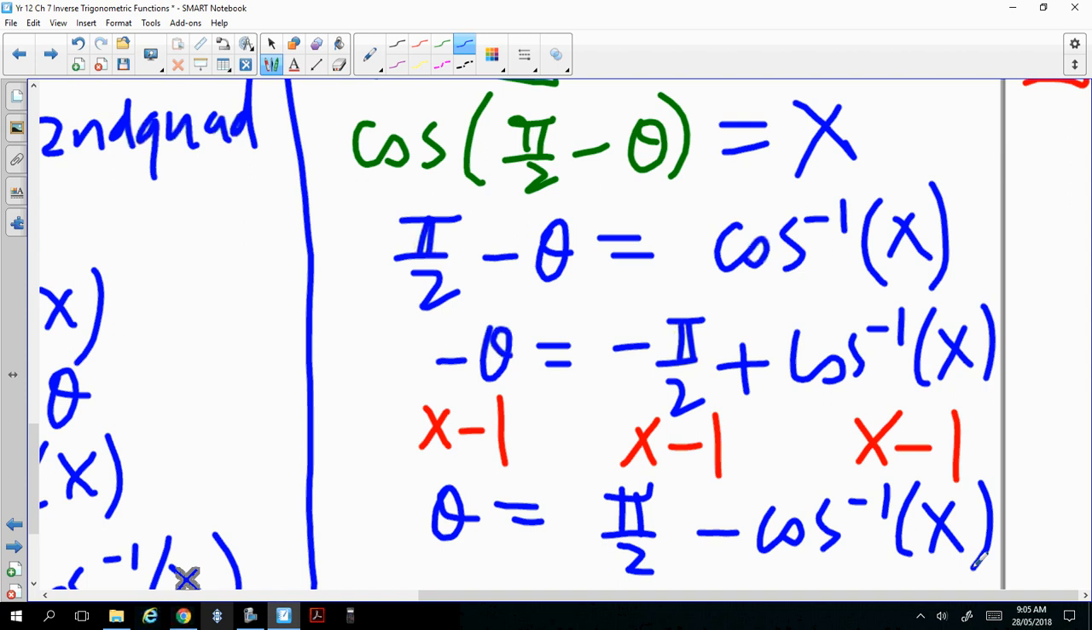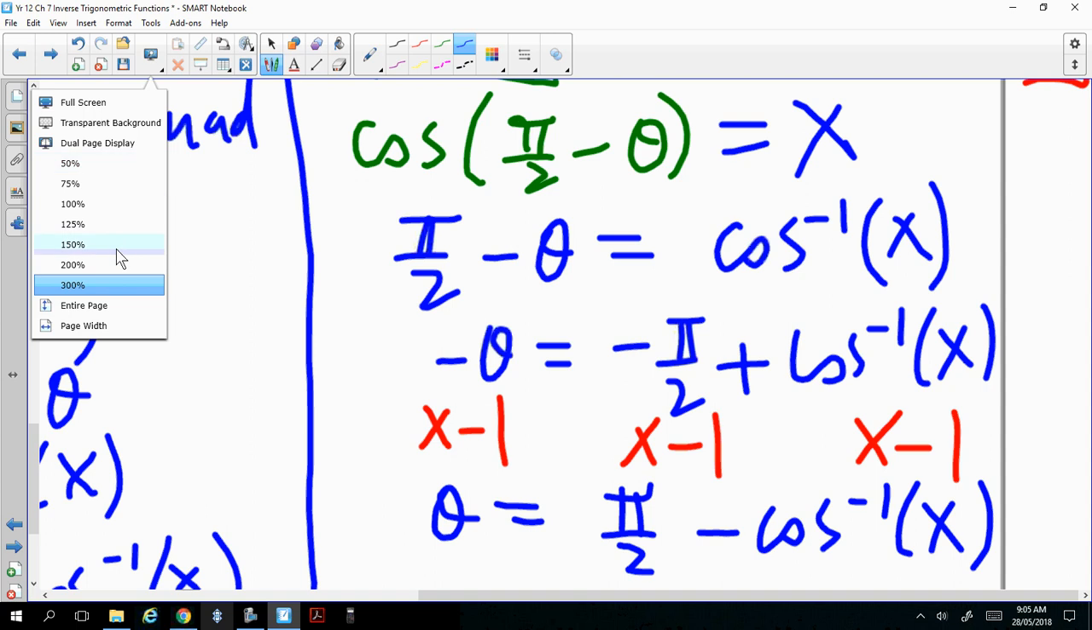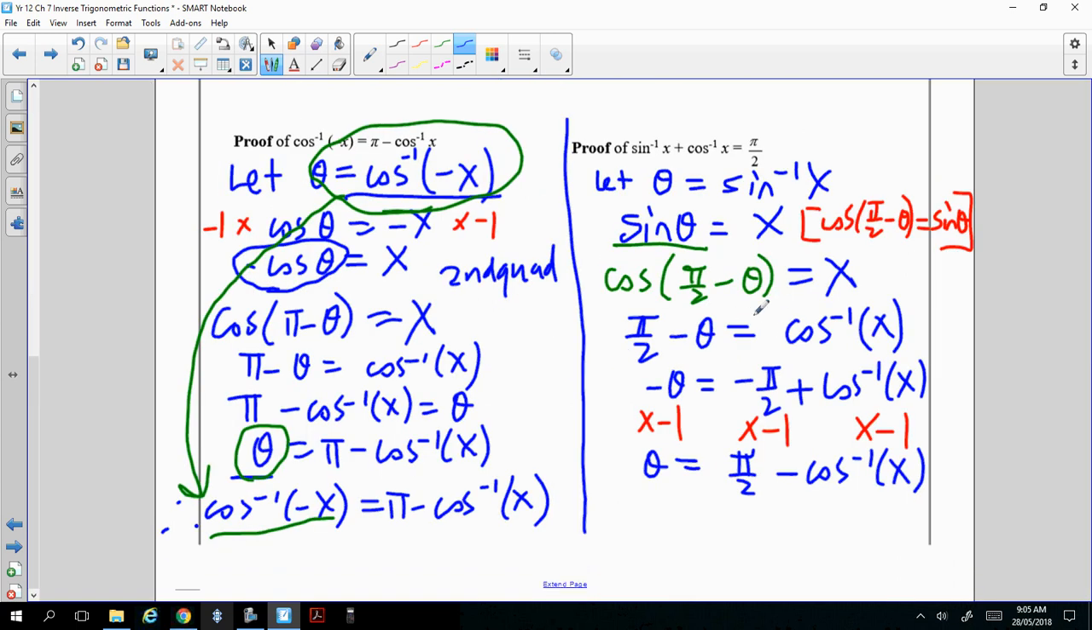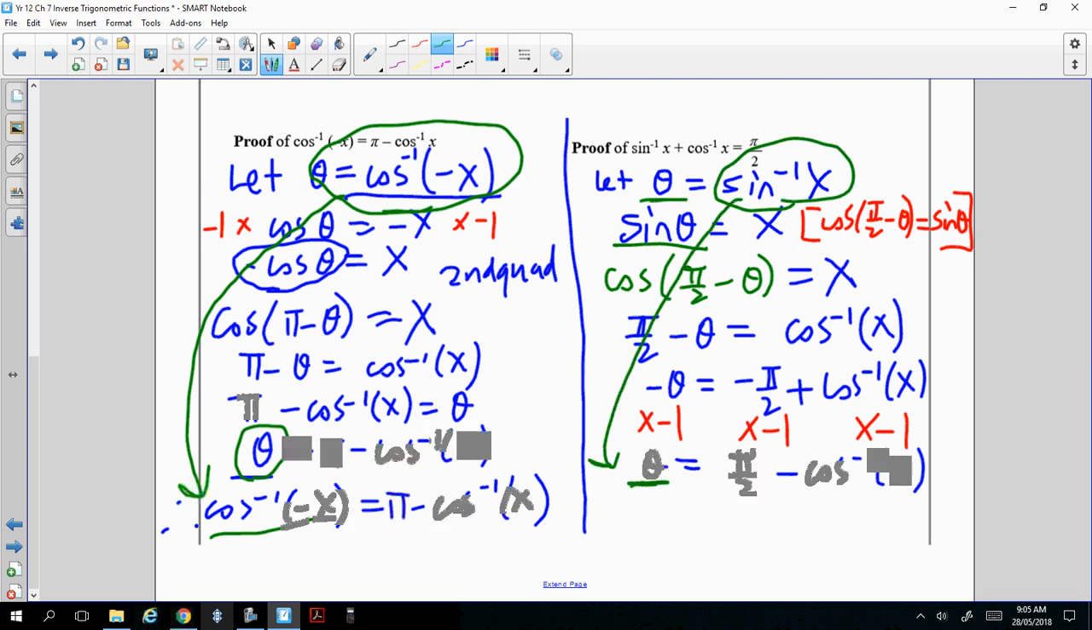And then what's theta again? Now theta is exactly sine inverse of x. This is just this, isn't it? That's theta, which is the same theta here. I'm going to change it to here. Sine inverse of x. Okay, good. I will continue, equal to pi on 2 minus cos inverse of x.